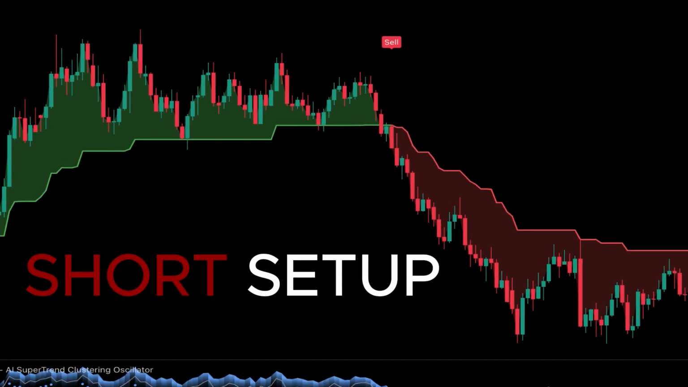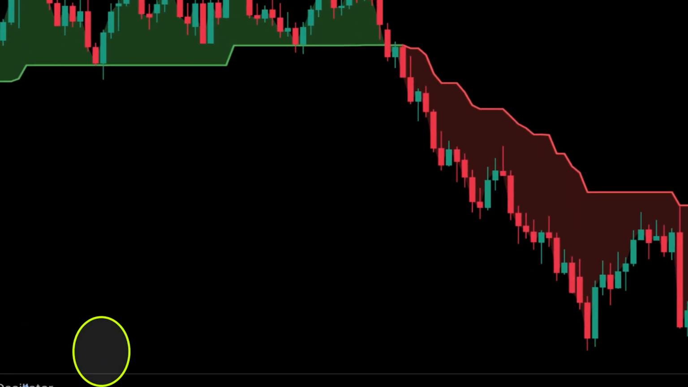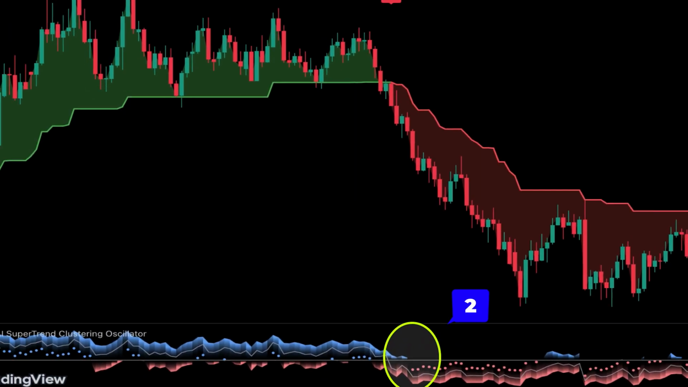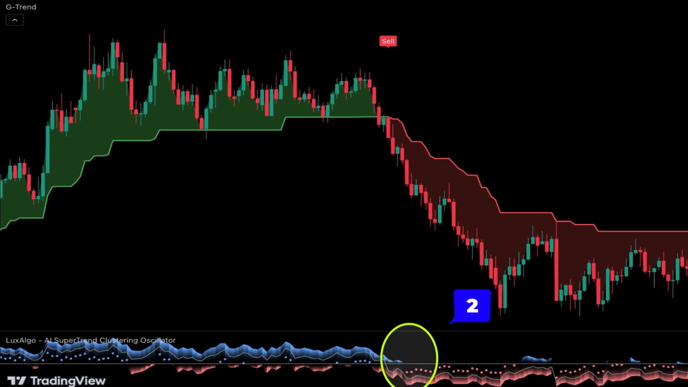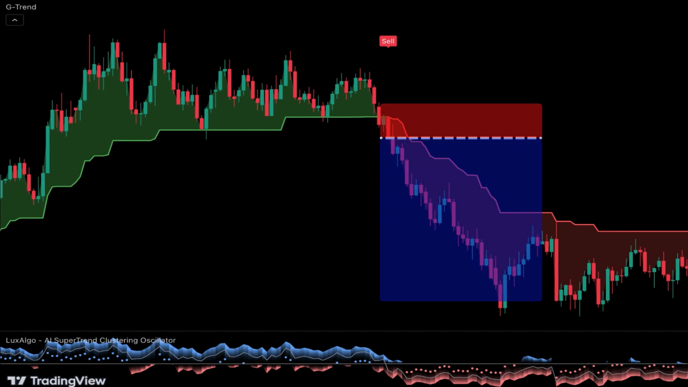For a sell signal, we look for the G-Channel Trend Detection to show a sell, and it is confirmed with the AI Supertrend Clustering Indicator being red and displaying a red dot. Once both indicators confirm the trade, we place a sell order at the close of the candle. The stop-loss order can be placed some pips above the G-Channel Trend Detection Indicator. Finally, the take-profit order can be placed at 1.5 times the risk assumed.